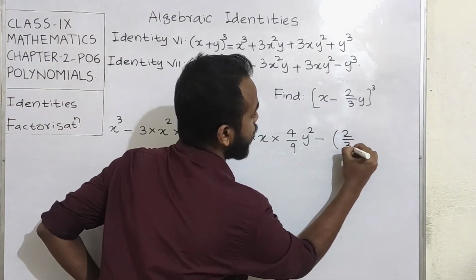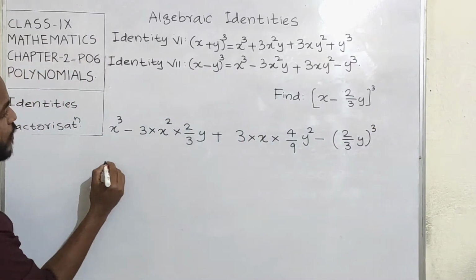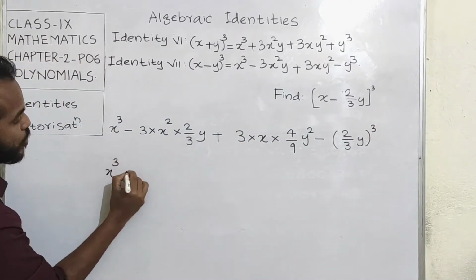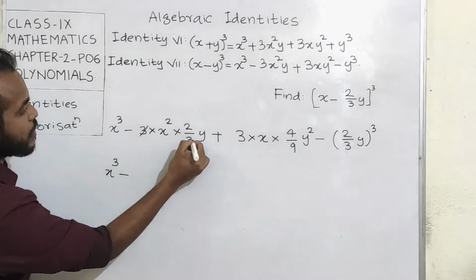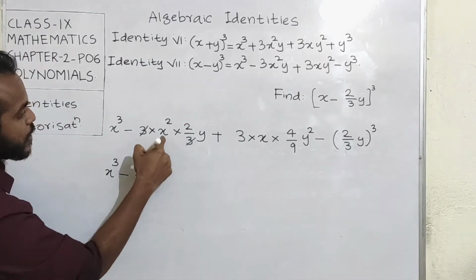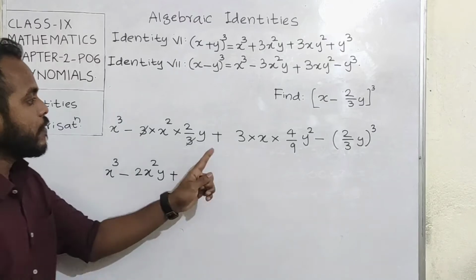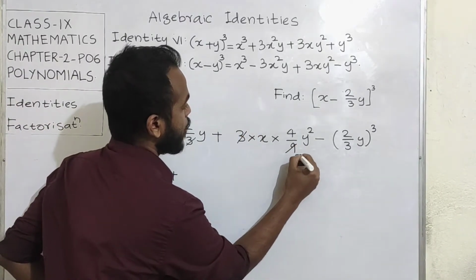2 by 3 y the whole cube. So that will be it. Just solve it. X cube means x cube, no different. Minus, we can cancel this 3 in the numerator and denominator. We can write 2 is there in the numerator. Then 2x square y plus, we can cancel this 3 and 9 by 3 itself.